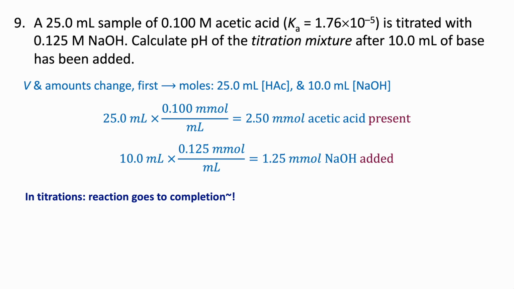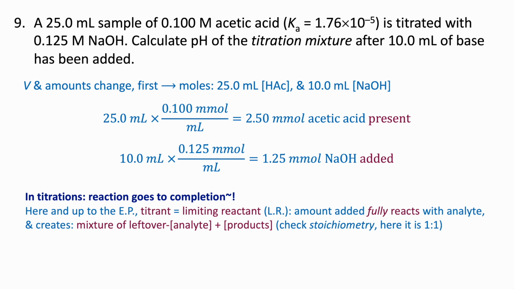What does that mean? Since the reaction goes to completion, the limiting reactant is the one that gets completely used up. It forces some of my sample to react, but I have some left over, so my mixture is going to be whatever analyte didn't react, plus the product. In this case, if it's a weak acid, my product is going to be a conjugate base. The stoichiometry here is 1 to 1, but don't forget to check stoichiometry.